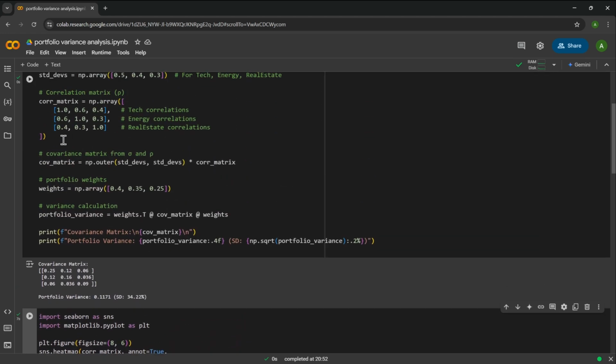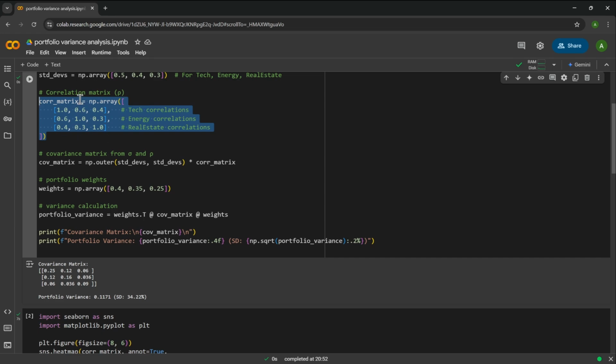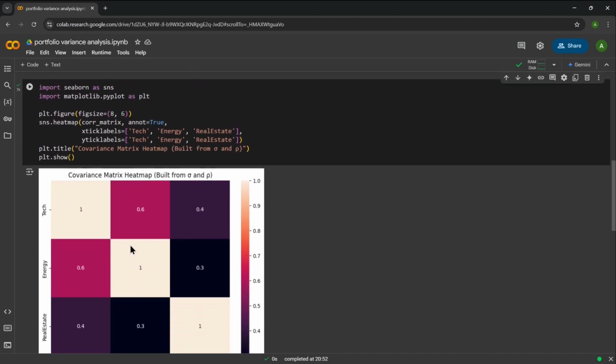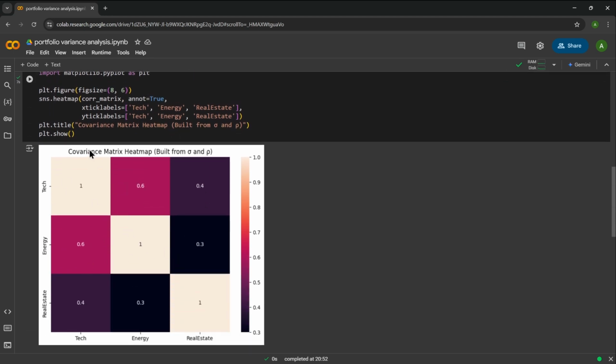So instead of looking at a correlation matrix in this manner, you can't understand much from it. You can't see where is tech, where is energy, which one indicates real estate. But plotting it with a heat map can simplify a lot of stuff because you have x-axis and y-axis markers along with a color gradient here, from dark to light.